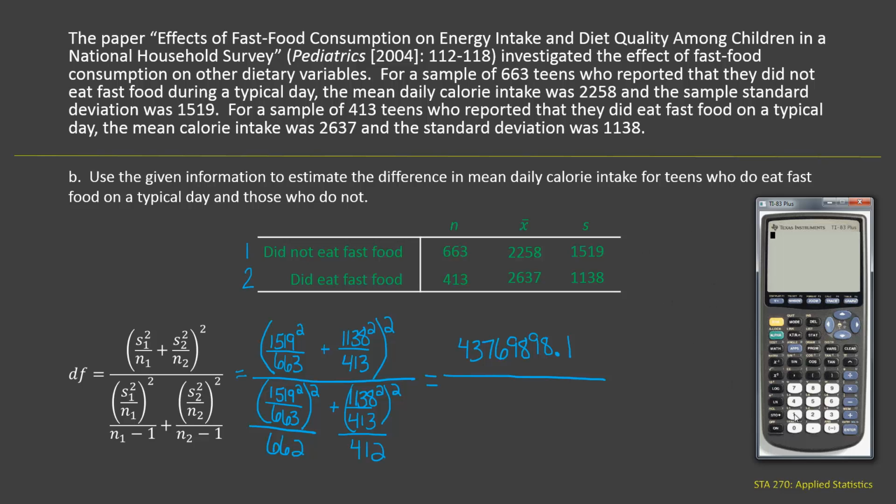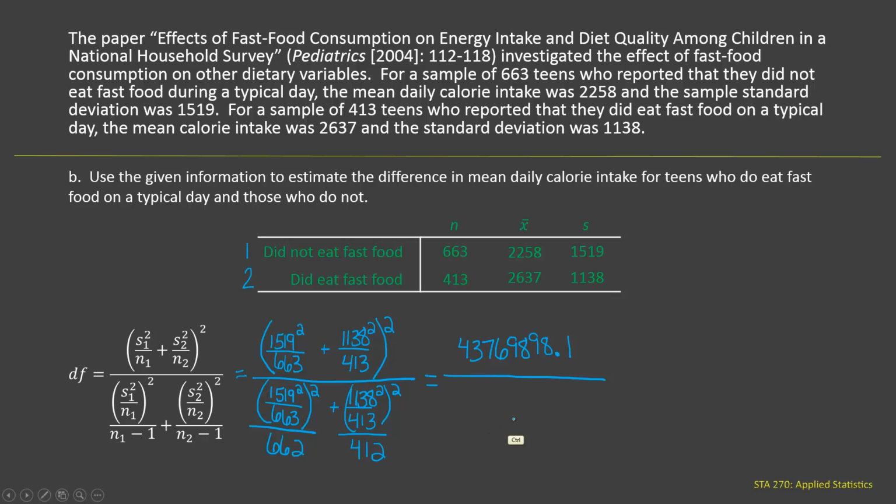And we're going to work on the denominator. So I need 1519 squared divided by 663. Then I want to take that value and square it. Then I want to take that value and divide it by 662. And it looks like we get about 18,295. Let me go ahead and jot that down here. So it was approximately 18,295.57441.